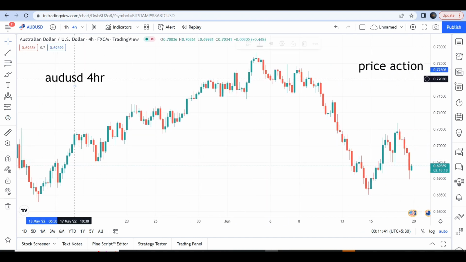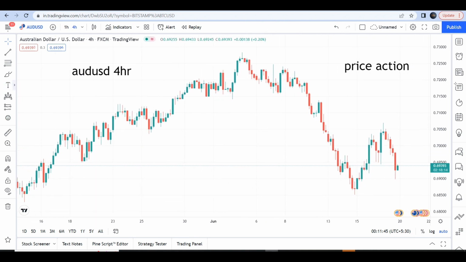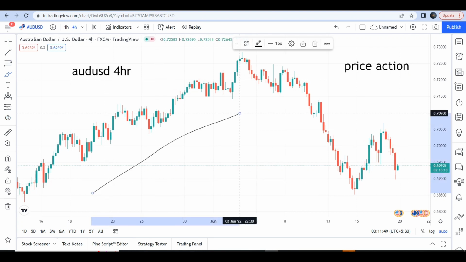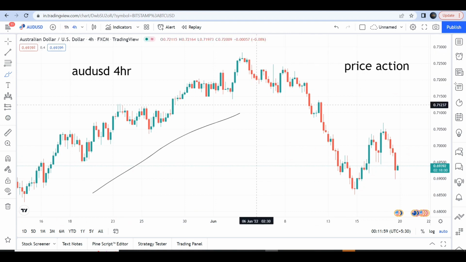So when a market is going in an uptrend, it can never go straight. We can never have the market going straight like this. The market has to come like this. It has to give us those structures, the higher highs and the higher lows. Because remember, the battle in this market is between the buyers and sellers. Buyers are always coming in, sellers are always coming in.